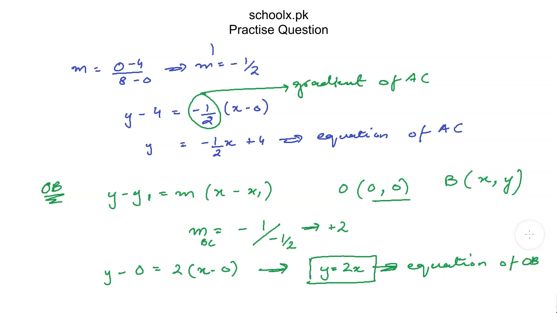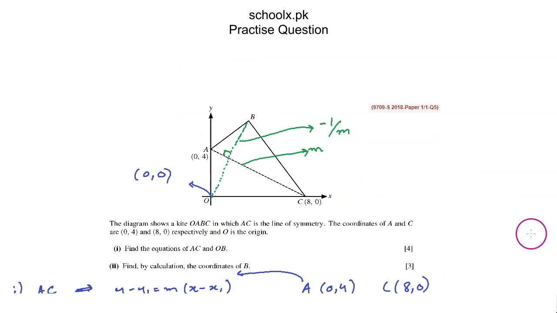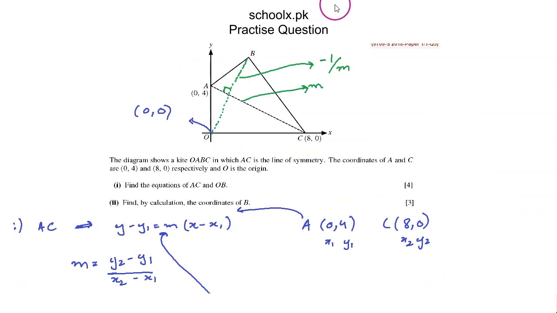Alright. Now moving on to part 2. It says find by calculation the coordinates of B. Now we don't know the coordinates of B. Let's take the coordinates of B as x and y. We need to find them by calculation. Now let's plan this out. The shape of a kite is like this.